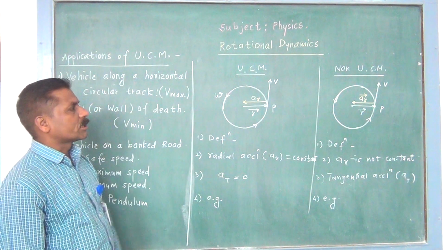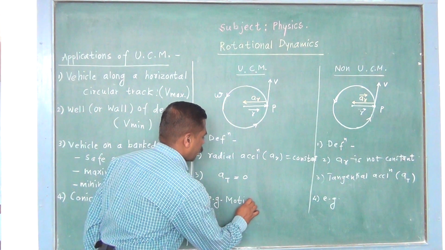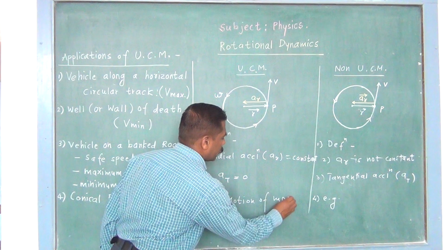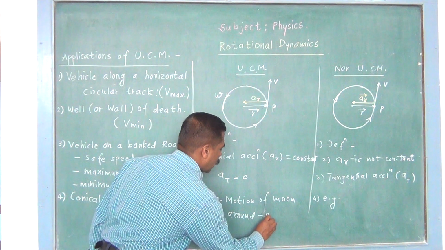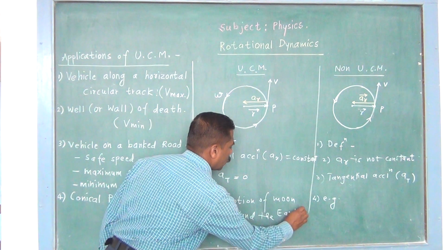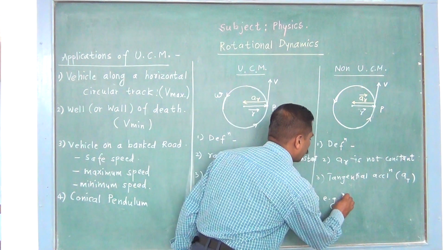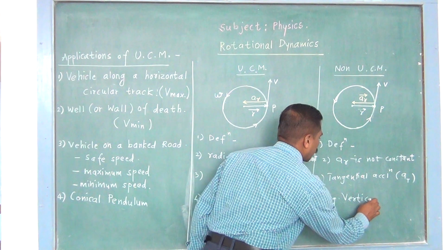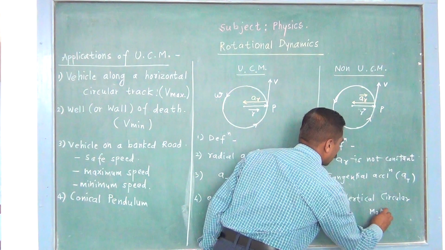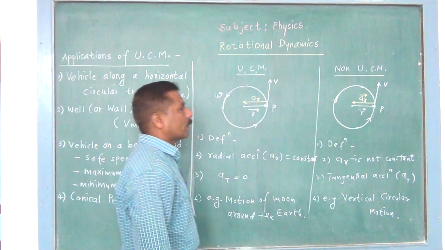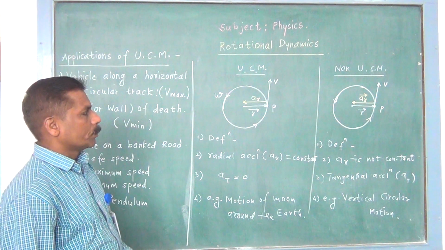In case of uniform circular motion, we have seen the motion of the moon around the earth. While in case of non-UCM, we have seen vertical circular motion. So you can remember, this is the main difference between the UCM and non-UCM.